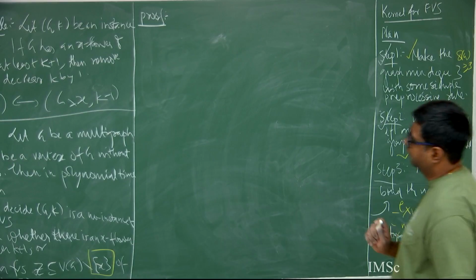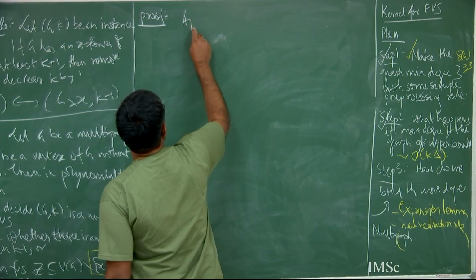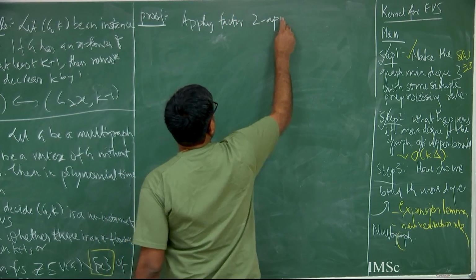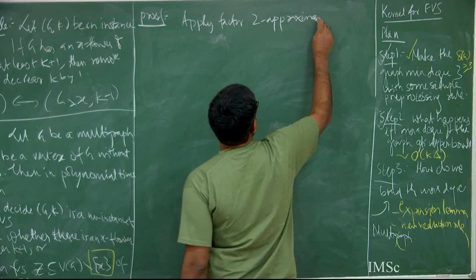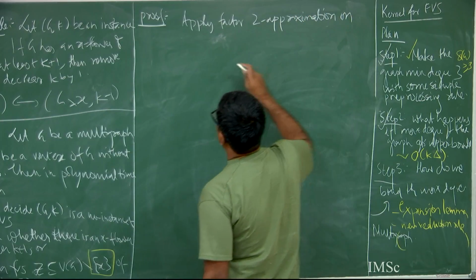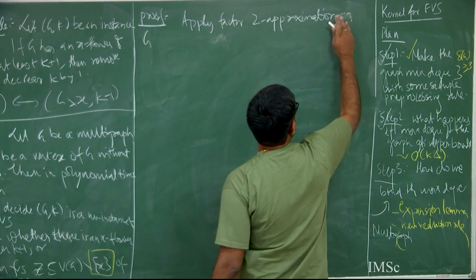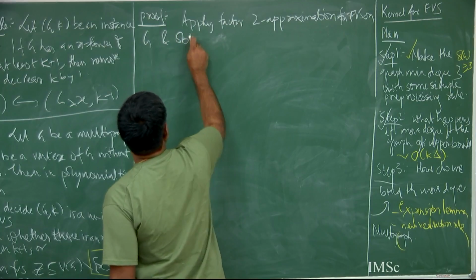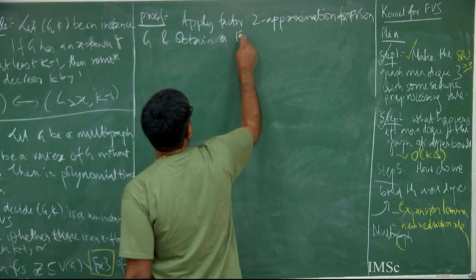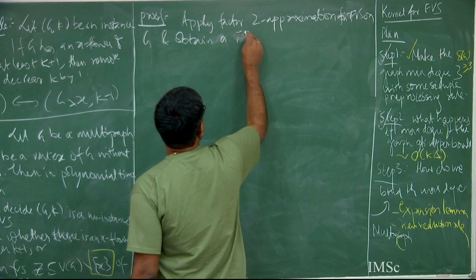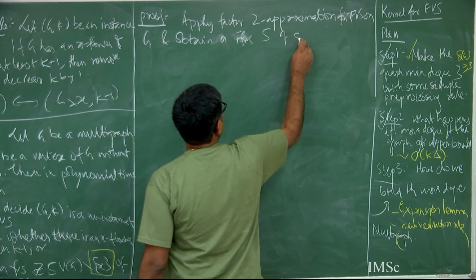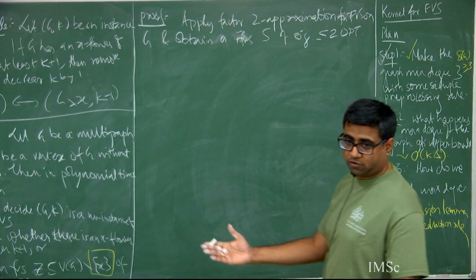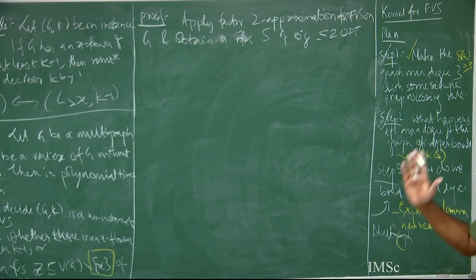Okay. So first, what I do: apply the factor 2 approximation for FVS on G, and obtain an FVS S of size less than or equal to 2 times opt, because it's an approximation algorithm. It is not going to care about k or anything, it just gives me this.